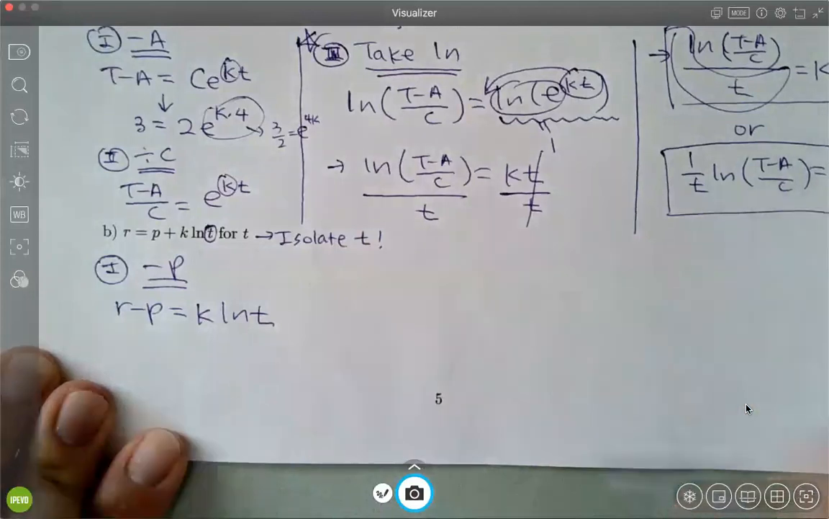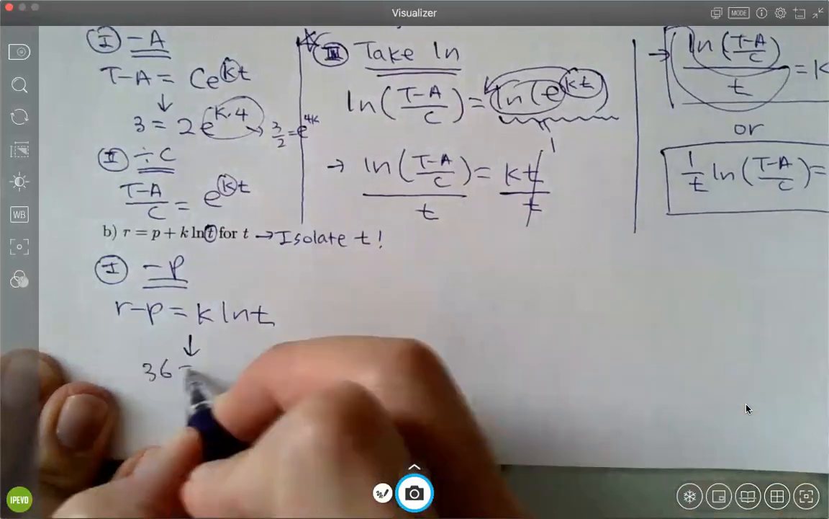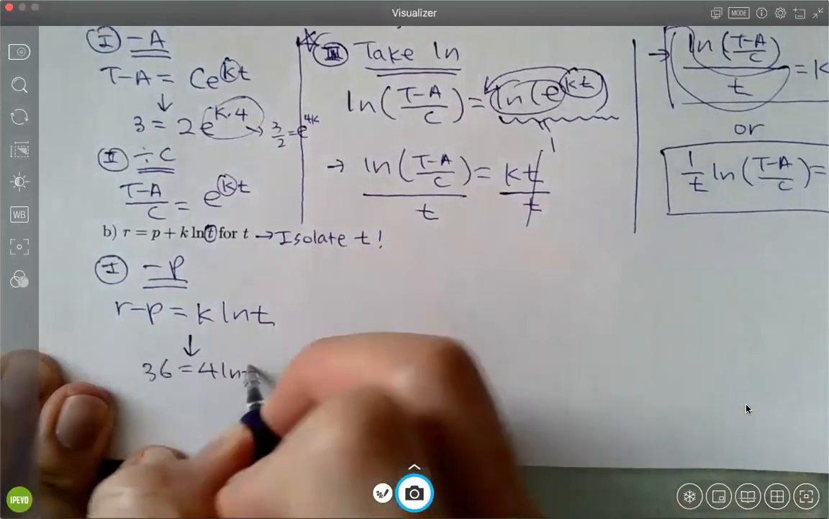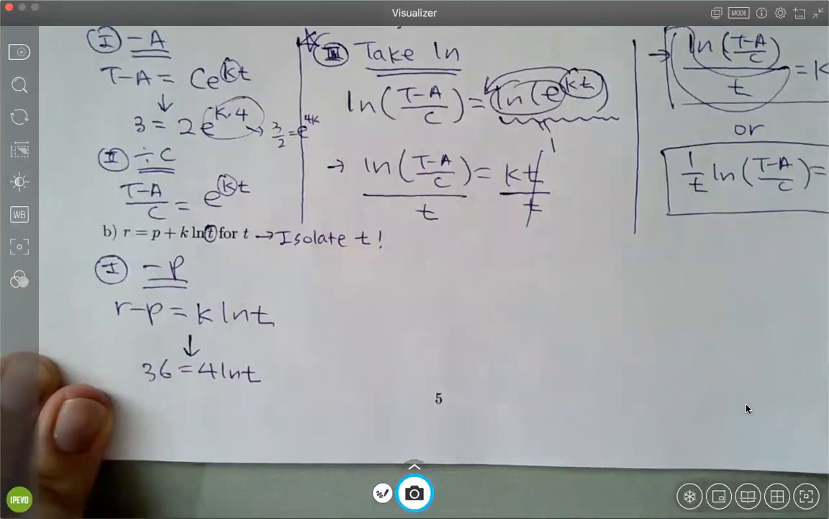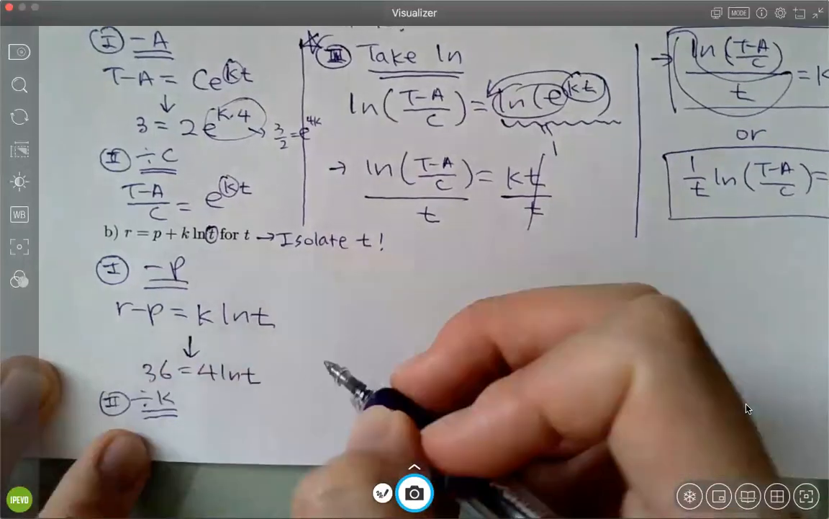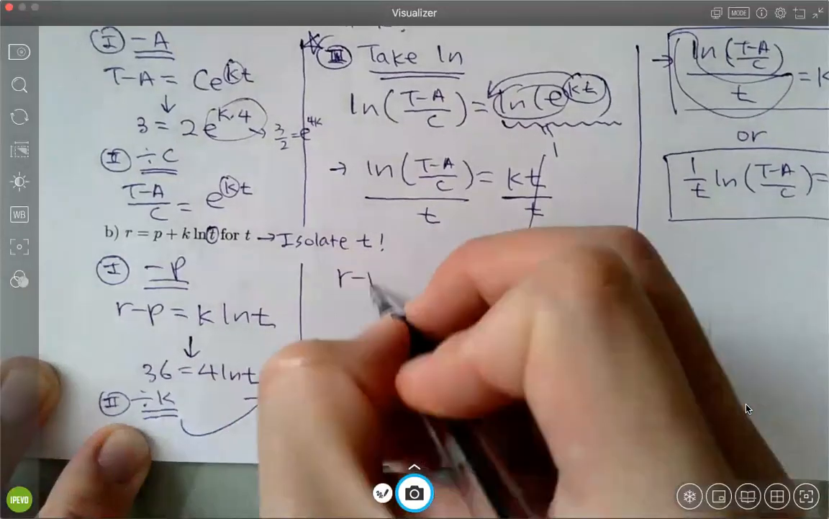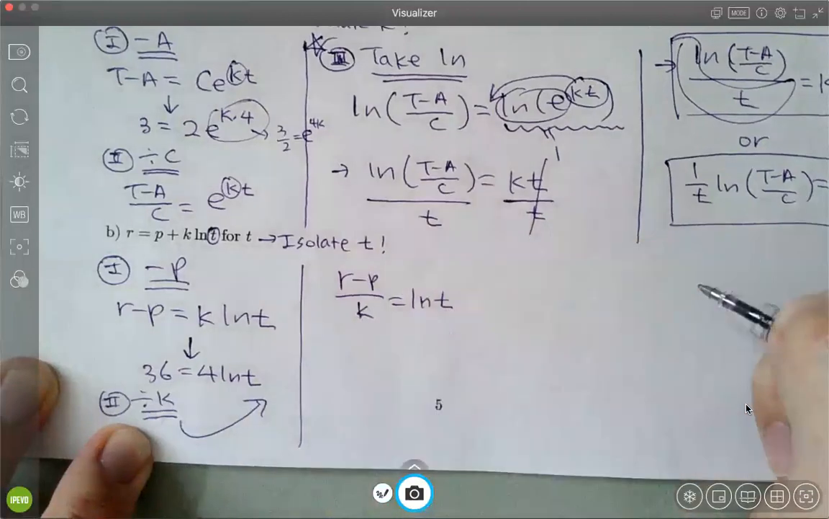So this is similar to this equation. So what do we have to do? Isolate the log on one side. And what does that mean? Divide by what's in front of the log, which is K. So divide by K. So what do you get? R minus P all over K is equal to ln T. Okay, then we have the isolation of the log.